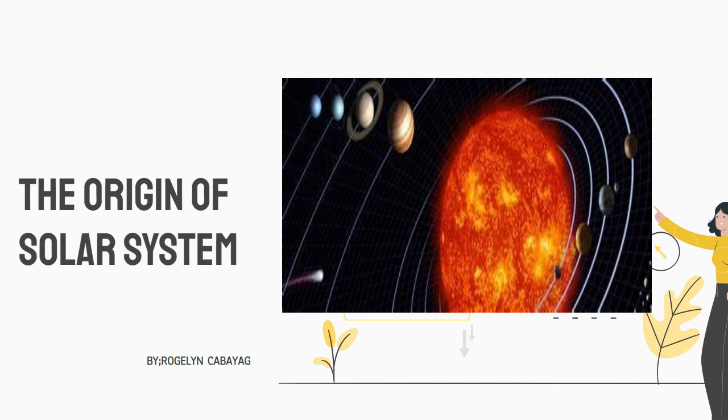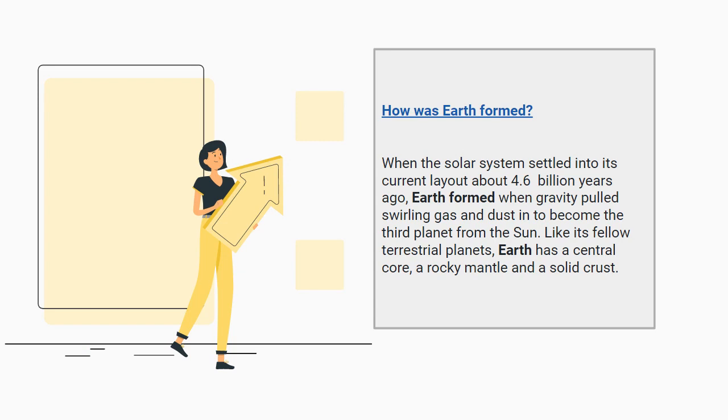Now I will discuss the origin of the solar system and identify the planets, the moons, the comets, and the asteroid. So, how was the Earth formed? Approximately 4.6 billion years ago, the solar system was a cloud of dust and gas known as the solar nebula. Gravity collapsed the material in on itself as it began to spin, forming the sun in the center of the nebula. And also, the Earth has a central core, rocky mantle, and a solid crust.